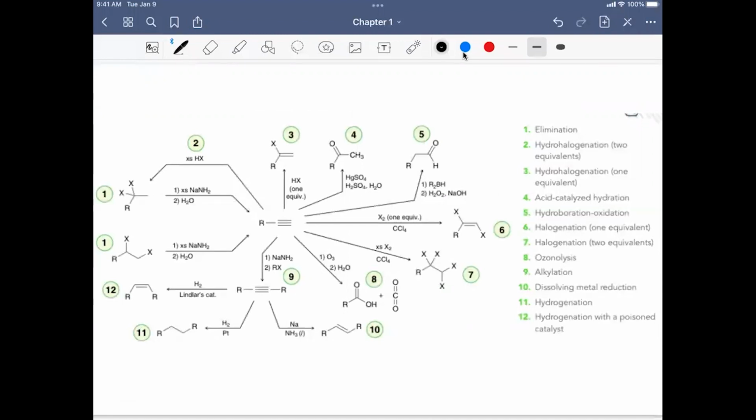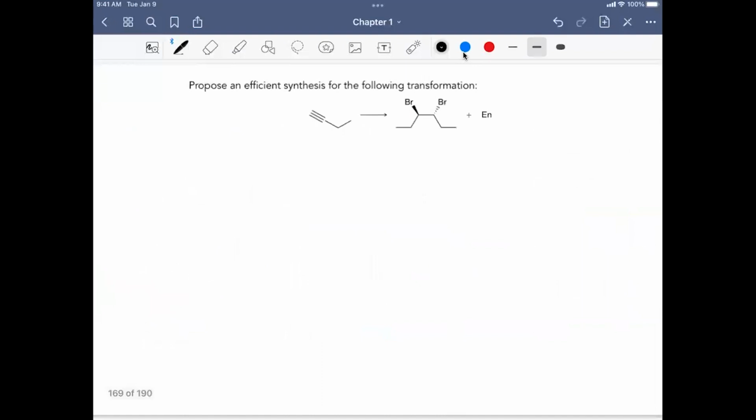These are most of the equations that you'll need. This does seem very scary to look at, but I promise if you do enough practice problems, which hopefully this video will be helpful for you, these will all come into fruition and into memory. So let's get started. So this question asks to propose an effective synthesis for this following transformation. So we want all the reagents in order to make this happen.